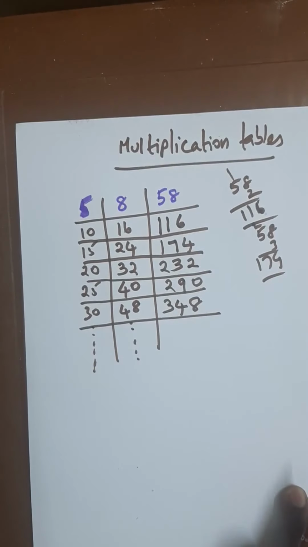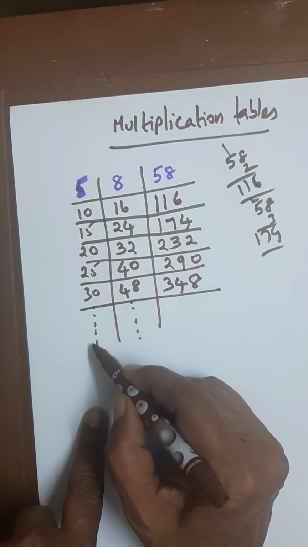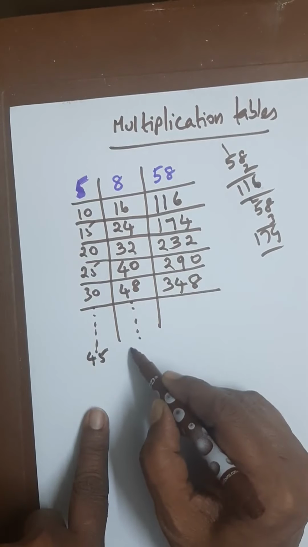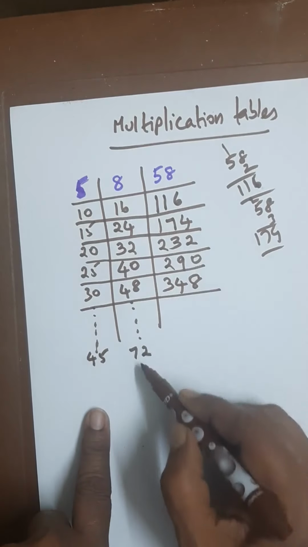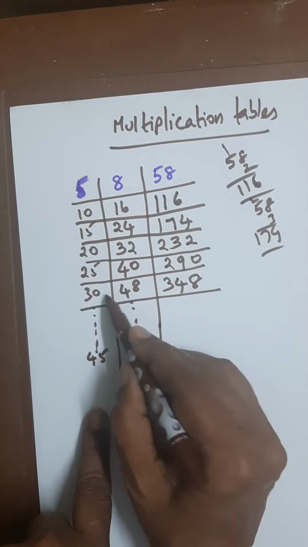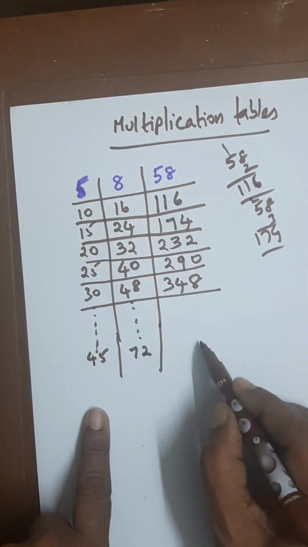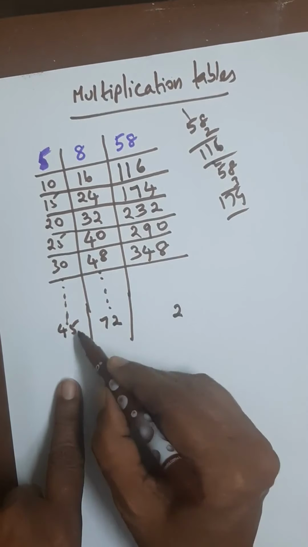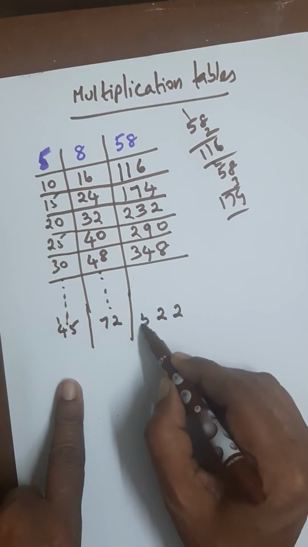Suppose carrying comes. For example, let me take 9s. 5 nines are 45, 8 nines are 72. Here we are getting carrying. Here there was no carrying when I added the middle digits, but here the middle two digits matter. Start from the last: 2, then 5 plus 7, 12. In the 5 plus 7, 12, put 2 here, carry 1. 1 plus 4, 5.